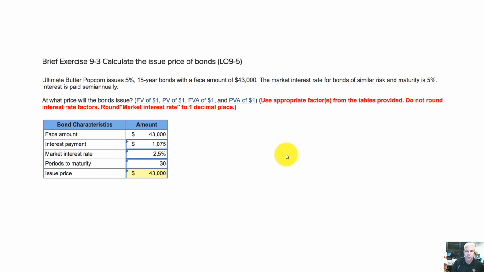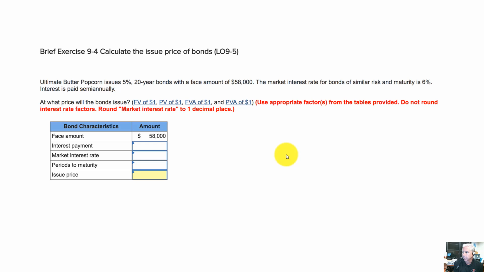Okay, so now that's that one. Let's say we go on to the next one. Okay, so here we're going to do it again semi-annually. 5% is the stated rate, but now the market rate is 6%. So in your mind's eye, should this bond issue at above or below face value or equal to face value?